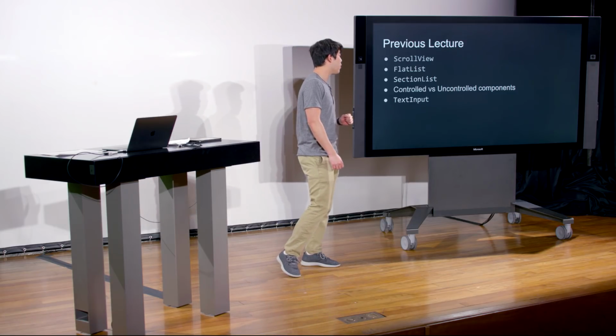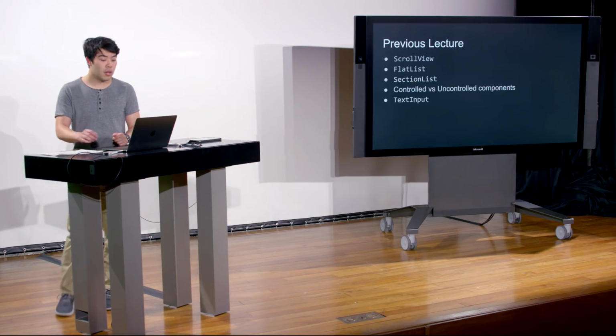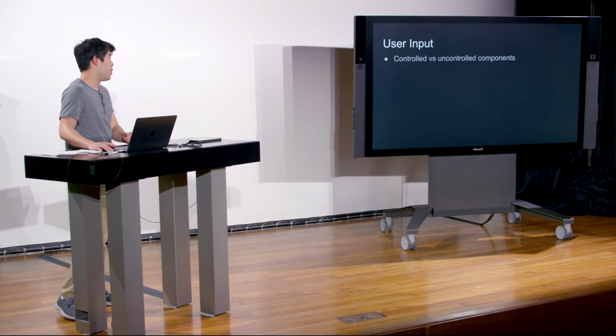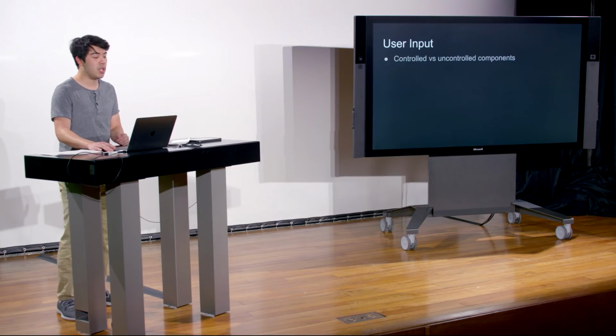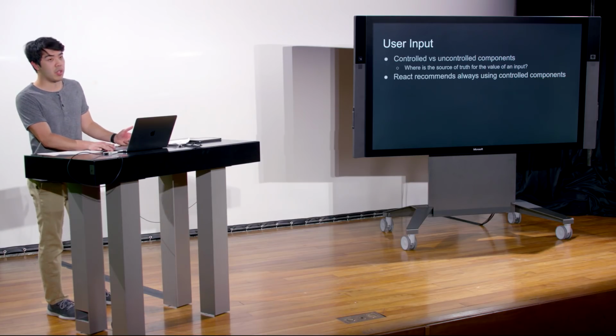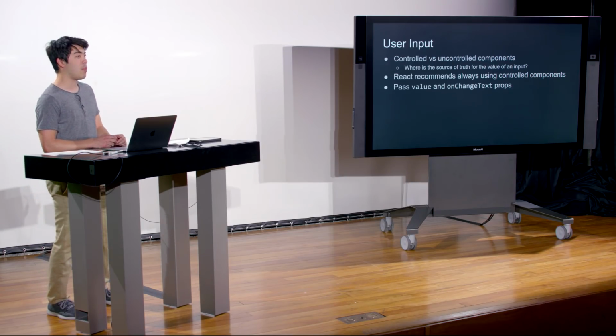We then talked about TextInput for a little bit, which is the component used to accept user input. And first we'll talk about user input today. We talked briefly about controlled versus uncontrolled components, and how for React Native you need to use controlled components. React recommends always using controlled components even when using React Web as well. And so we looked at how TextInput takes a couple of different props. One, value, which dictates what displays inside the text box, and then onChangeText, which is the callback that is invoked every time you change that value.